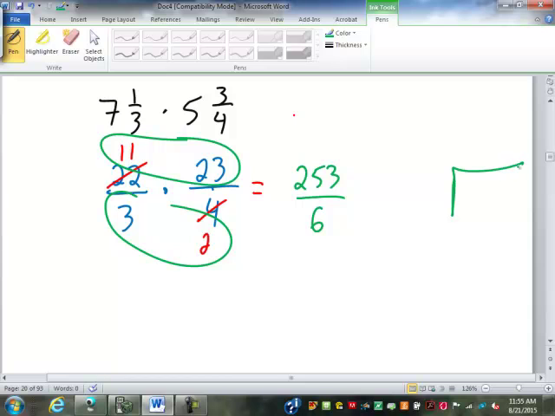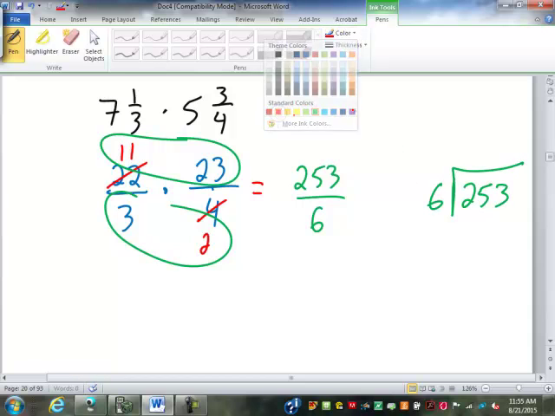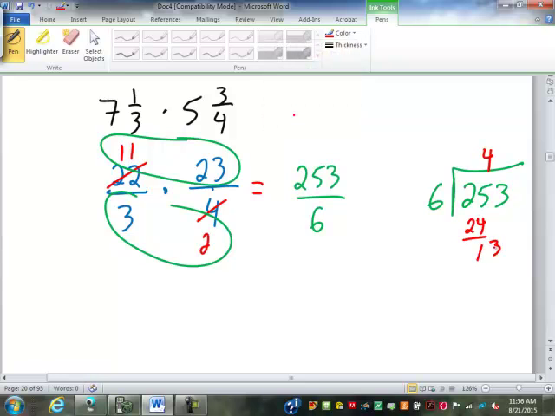And to reduce that, again, it's just a division and remainder. 6 goes into 25 4 times. That's 24 with 1 left over. Bring down the 3. 6 into 13 twice. That's 12 with 1 left over. So 42 and 1/6. Not so bad?